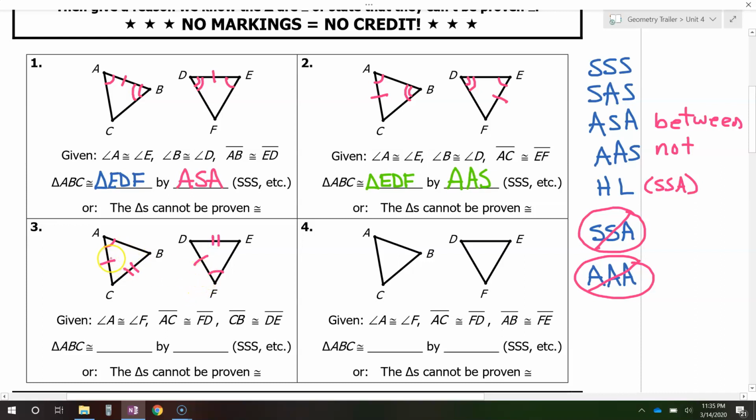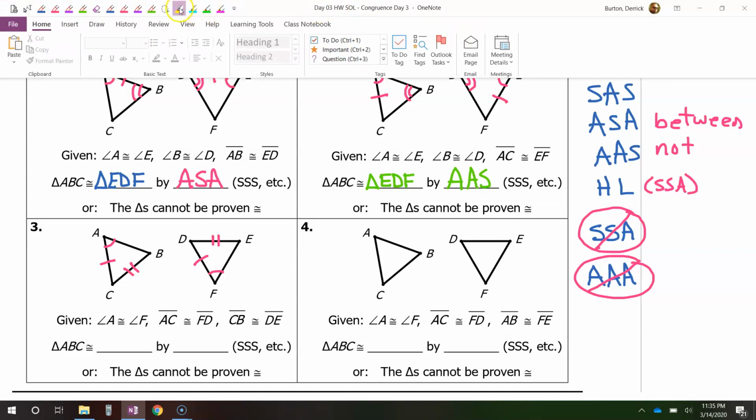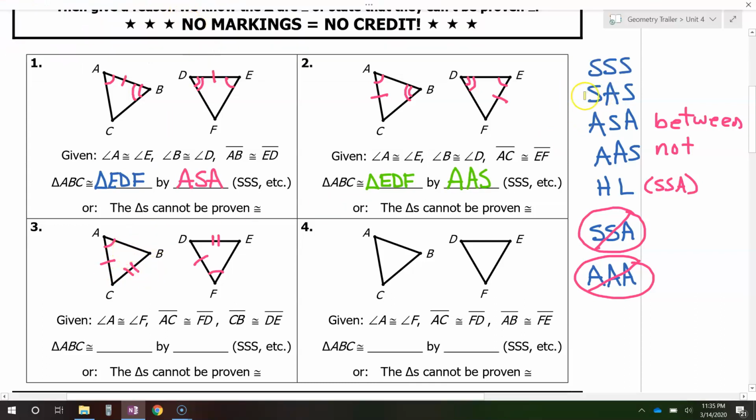All right, now I'm noticing that we have two sides and an angle. This is the trickiest one because there are 3 possibilities whenever you have two sides and an angle. So here's one possibility. It could be side angle side, or it could be hypotenuse leg, because that's actually side angle as well. Or it could be this one. If it turns out to be side side angle, that doesn't work. So in that case, we would put triangles cannot be proven congruent.